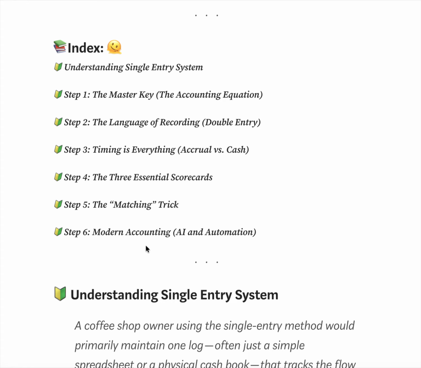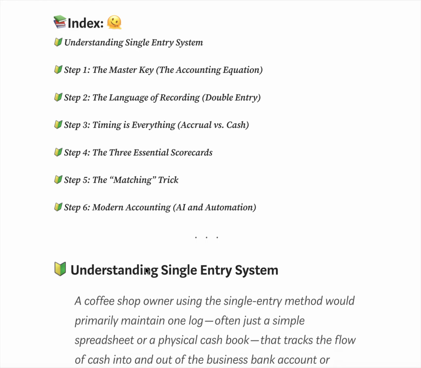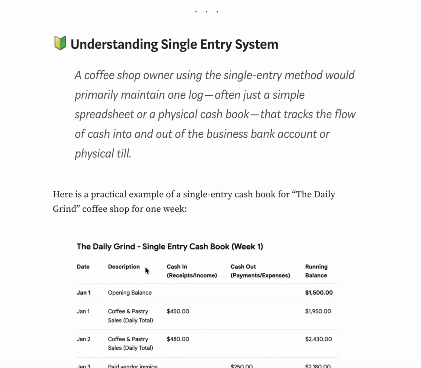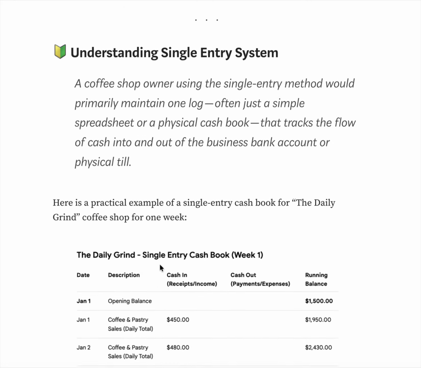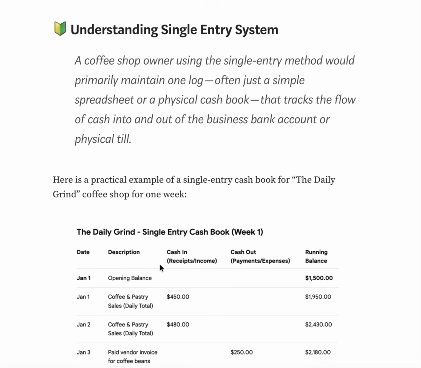Then, moving further in the age of AI, we'll also learn how AI and automation are being used in modern accounting for recording all those business entries. So this is the overall overview that we are going to cover in this tutorial. Without wasting any time, let's start with this fundamental concept of the single entry system.